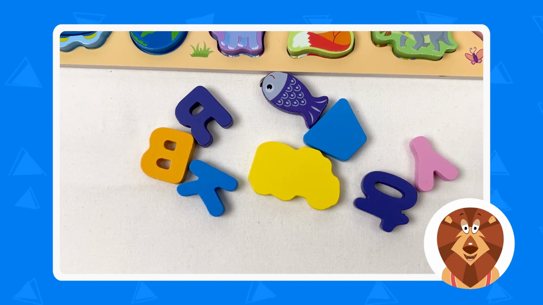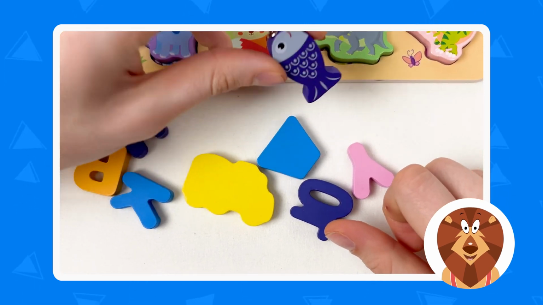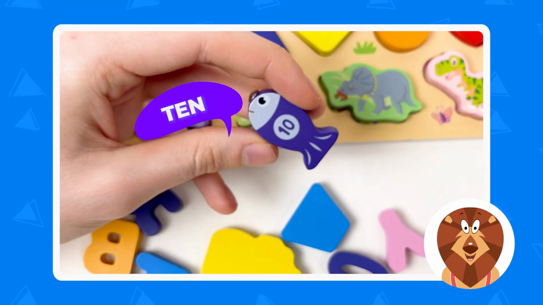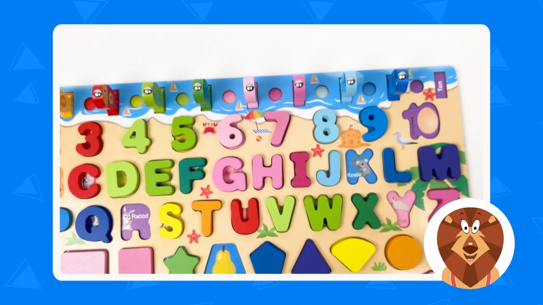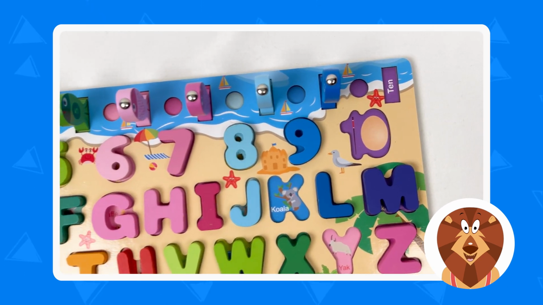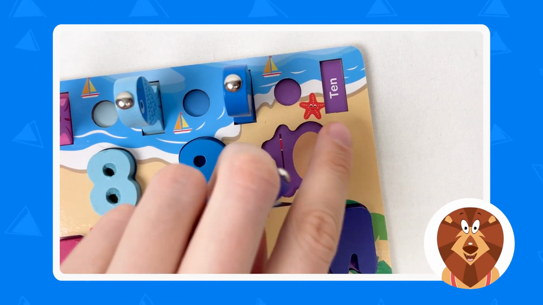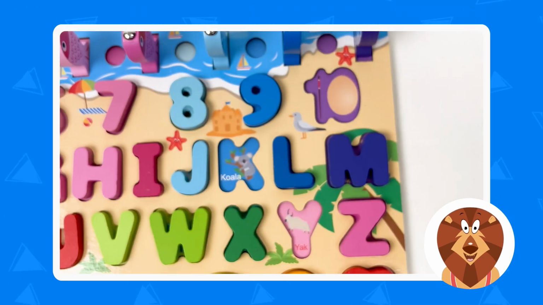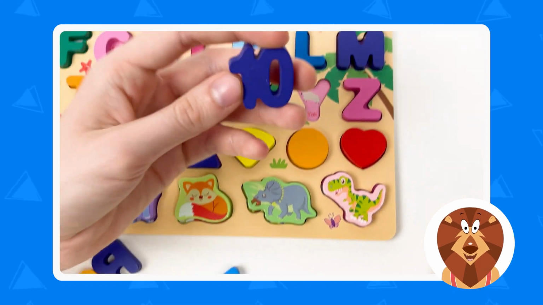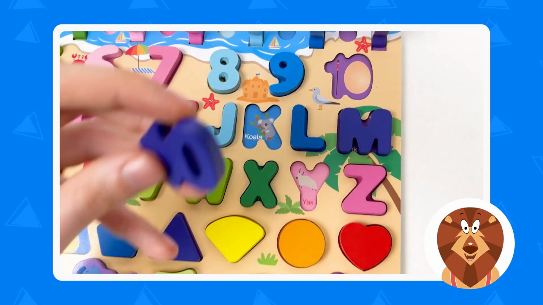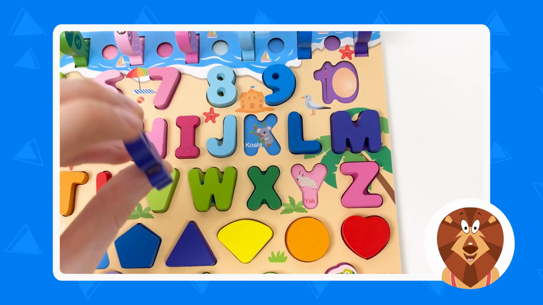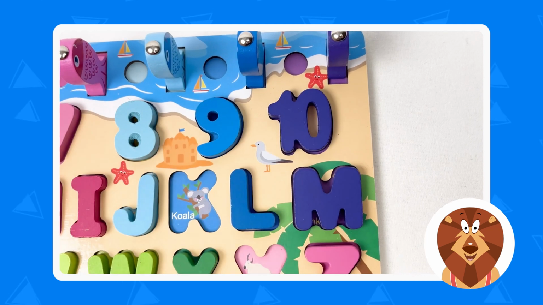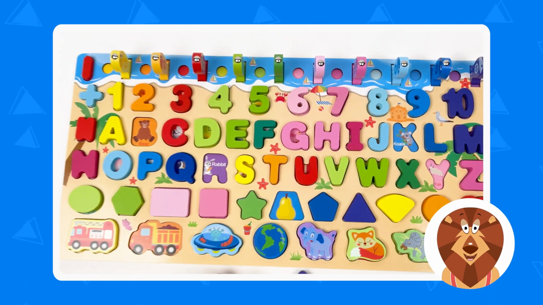Okay. So we have here the fish, and the fish represents the number 10. And where is the number 10 on this board? Can you see the number 10? Yes, it's here, number 10. So we can put this fish here. And let's take the number. So this is the number 10. Again, it's called number 10, and it's a violet color. So we can place it here. Great, we've completed all our numbers.